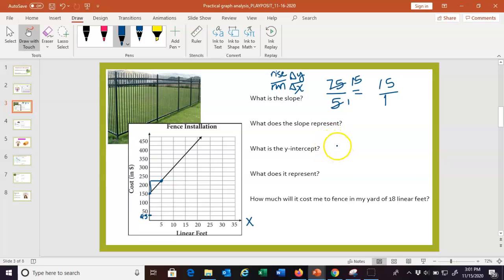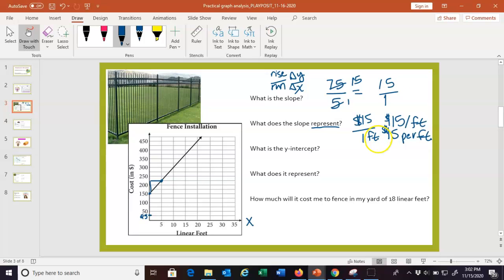So our second question here says, what does it represent? So a lot of times when we have a real world problem like this, we should go ahead and put units to these numbers. So remember the 15, the number on the top, the y value is dollars. So $15 over the x value is feet, 1 foot. So in this scenario, that means you're going to pay $15 per foot. Another way to write that. $15 per foot.